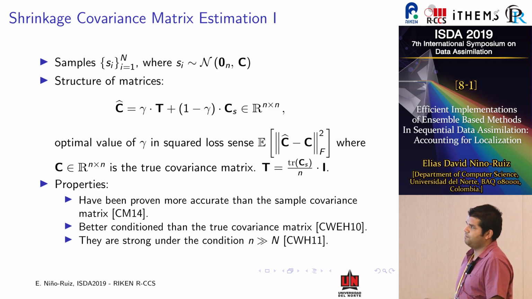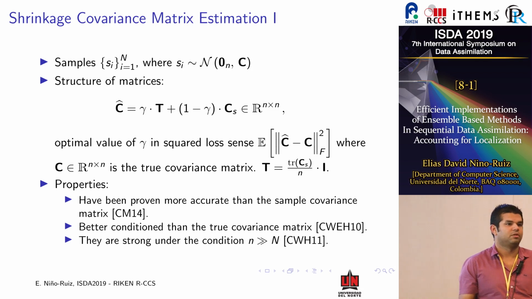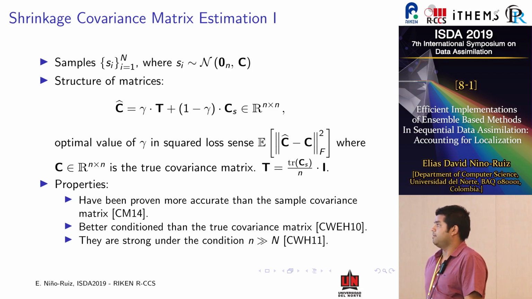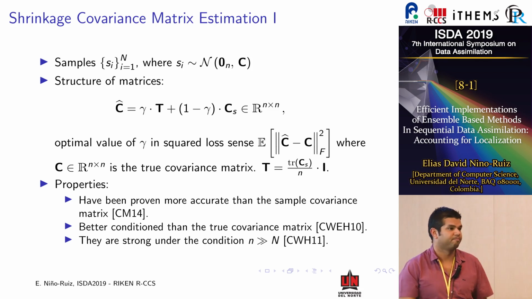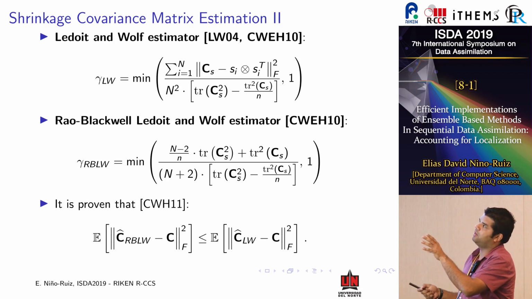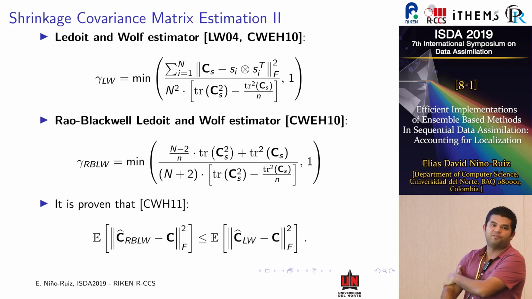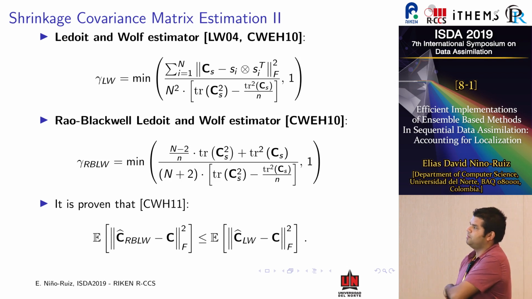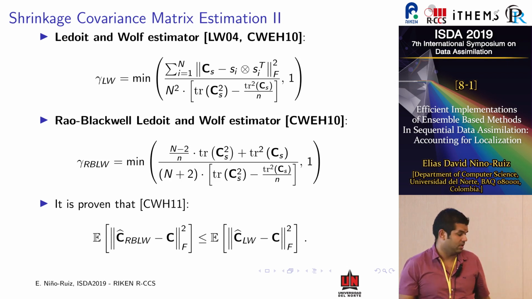Some properties of these estimators have been proven: they are more accurate than the sample covariance matrix, better conditioned than the true or actual covariance matrix, and they are strong under the condition that lowercase n is much greater than n, which is actually our case, okay? Two estimators are found in this context, the gamma of the Ledoit-Wolf and the gamma of the Rao-Blackwell-Ledoit-Wolf estimator. It is proven that under Gaussian assumptions, the RBLW estimator provides a lesser minimal error in an expectation sense, okay? So basically, in a square law sense, this is much better than the Ledoit-Wolf estimator.